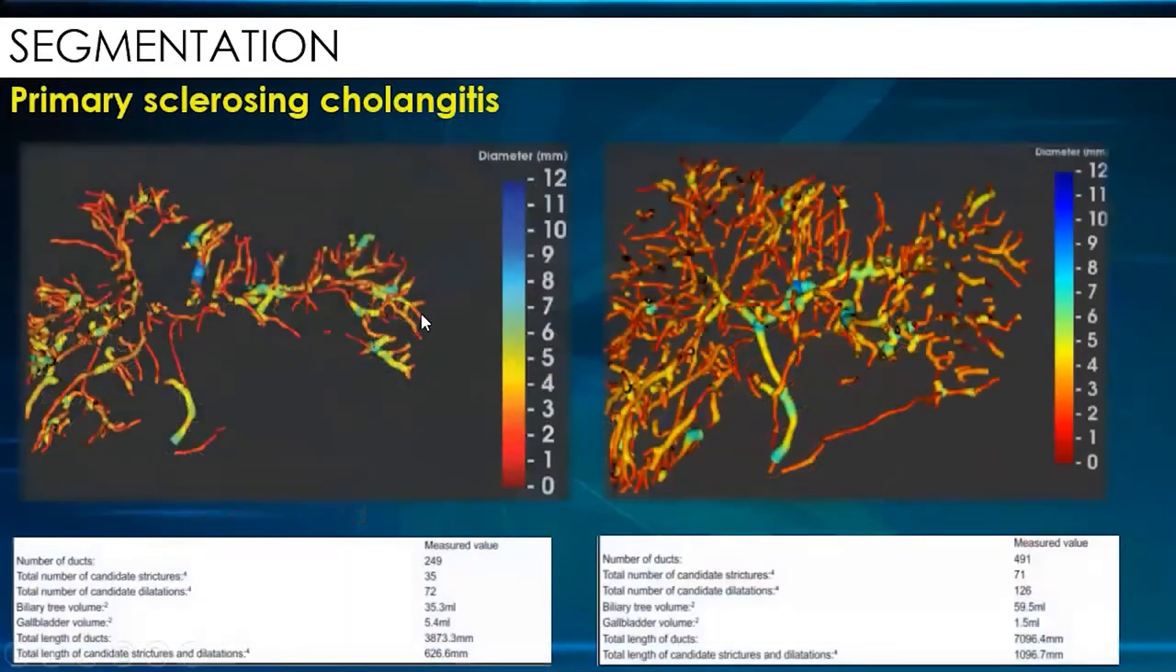And so the software is able to compare the results. If we look at the previous examination, we can see that the number of ducts dilation was doubled from 2016 to 2018. And if we look also at the overall volume of the biliary component, it's doubled again. And so if we look from a qualitative point of view, we think that the patient has responded to the treatment, while if we look from a quantitative point of view, we understand that the patient is not responding to treatment. So it's really important in some specific disease to offer quantitative information more than qualitative information.